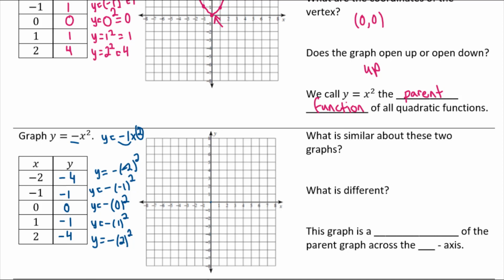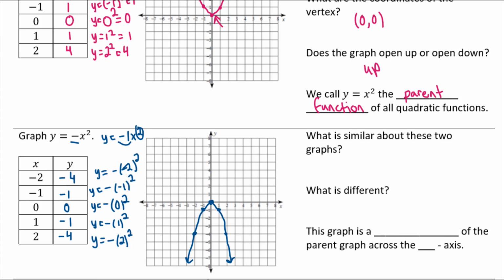So if I graph this, still got 0, 0, but now my parabola is going to open down. And it turns out that this is something that's going to be consistent for us, is that if we have a negative in front of x squared, our graph should open down. So over here on the side, I've asked some questions. What's similar about these two graphs, meaning the first graph, y equals x squared, and this graph?